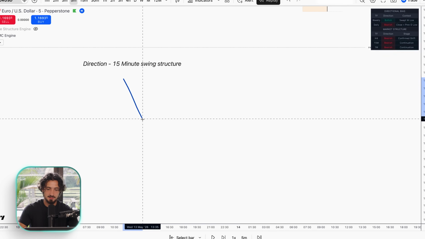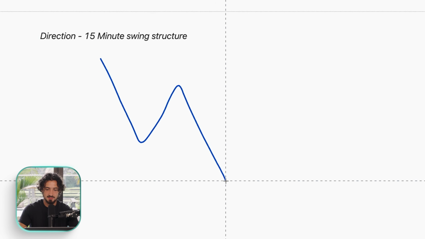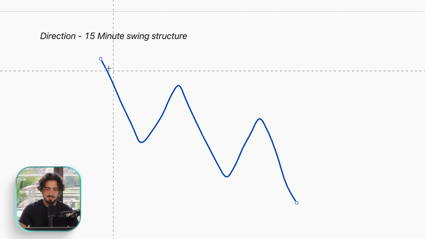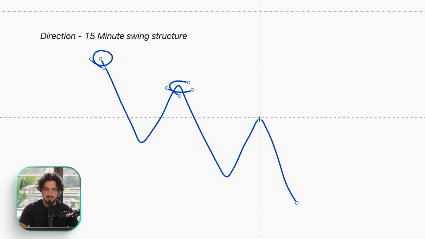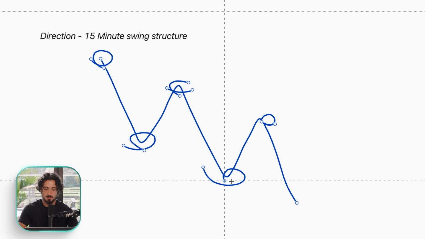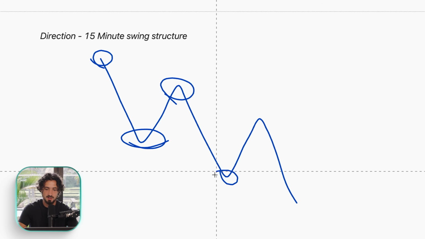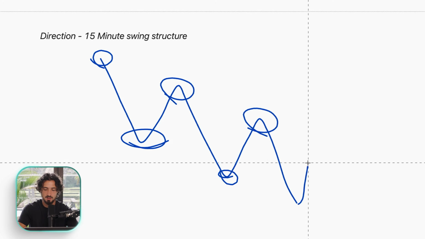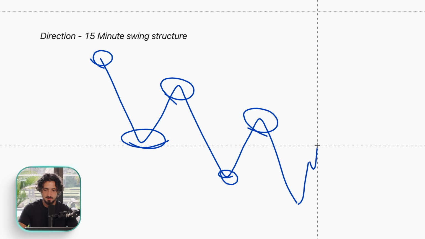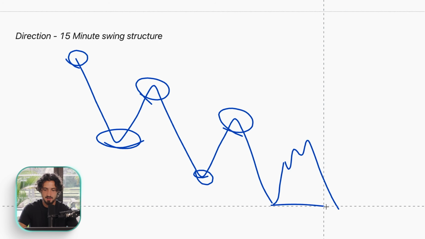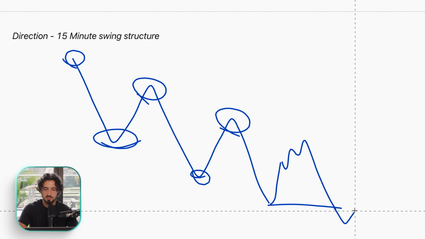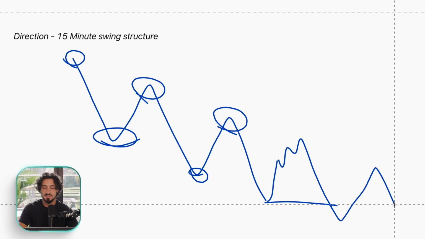For example, if I see the 15-minute time frame putting in these levels, you can see that each high is getting progressively lower and each low is getting progressively lower. We're making a series of lower highs, lower lows. All you're expecting from here is eventually a new lower low. And if we break in here, you're eventually expecting a pullback and continuation.